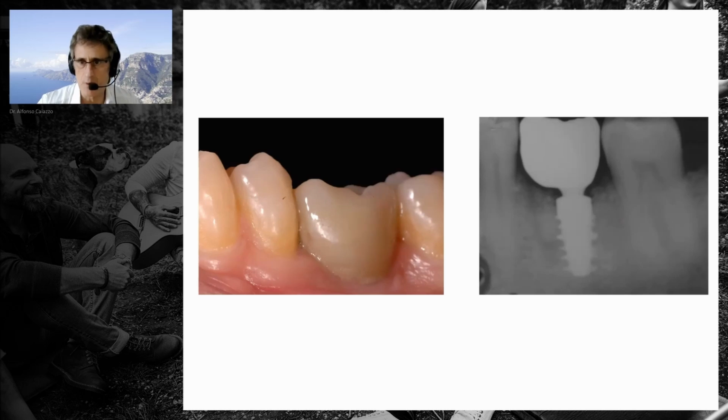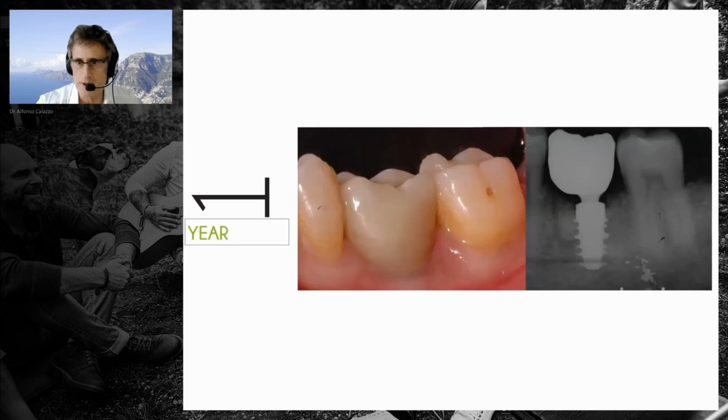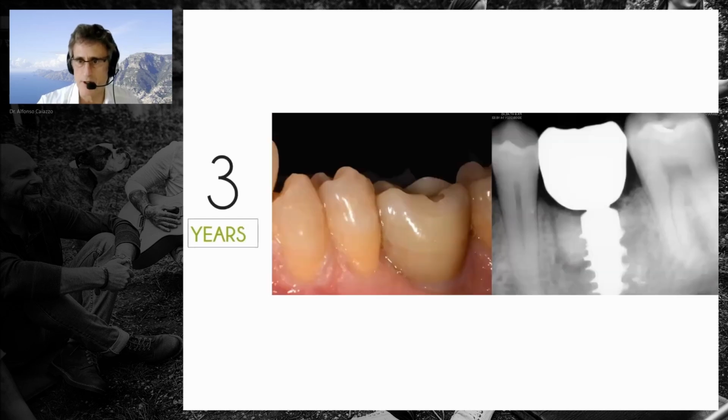But this is a stable case, and you see the maturation of the granules and the growing of the bone around the head of the implant. At 1 year follow-up, the soft tissues are stable, the bone is growing around the head of the implant. At 3 years now, the implant is completely submerged. There are no granules anymore. It's all bone, and the implant is stable, and soft tissues are stable. So I'm really happy with these results.